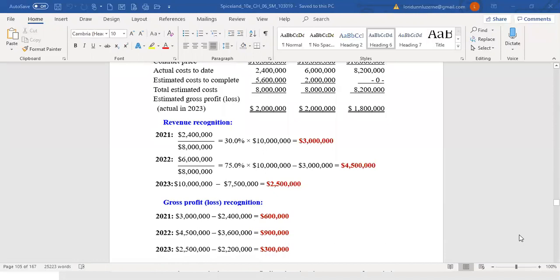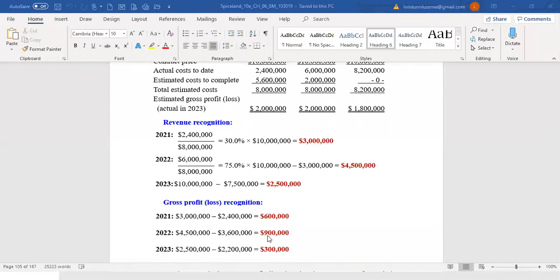Now, how much gross profit will be recognized? Well, if we're recognizing 3 million of the revenue in 2021 and the actual costs in 2021 are 2.4 million, then the gross profit that will be recognized is $600,000. In year 2, the actual revenue that will be recognized is 4.5 million. They tell us the actual costs during just 2022 are 3.6. That's in your problem. So how much in gross profit will be recognized? 900,000.